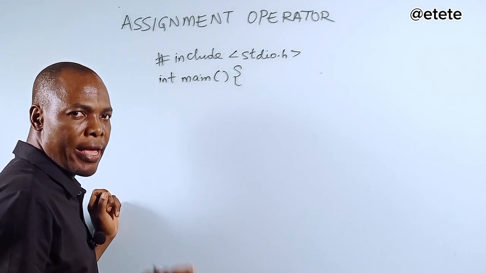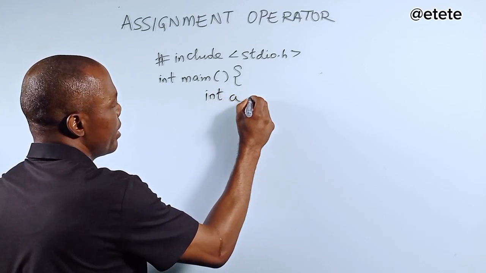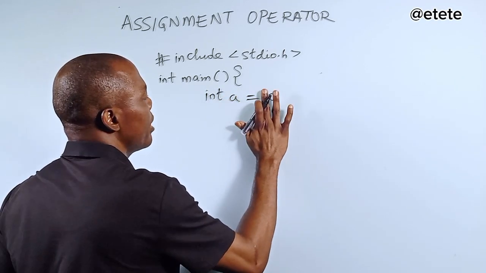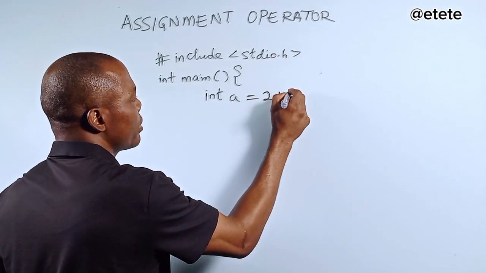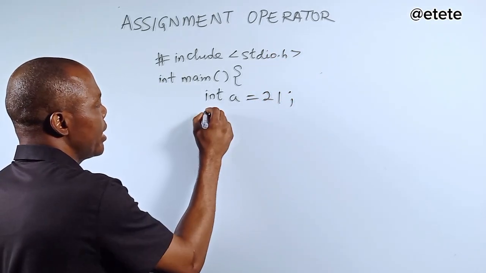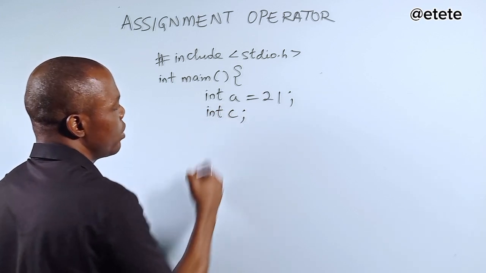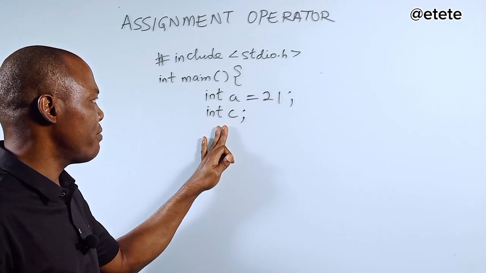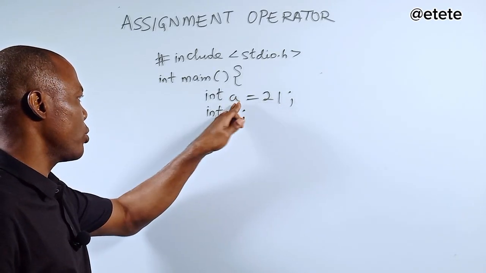Then I will declare a variable. I will say int a, and I will assign 10. Or let me say I assign 21 to it. Then I will declare another variable, int c. But this one, I'm not going to assign any value to it, right? While this one, I'm assigning 21 to a.